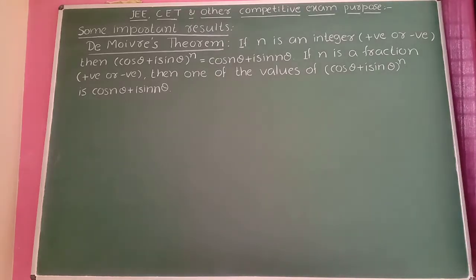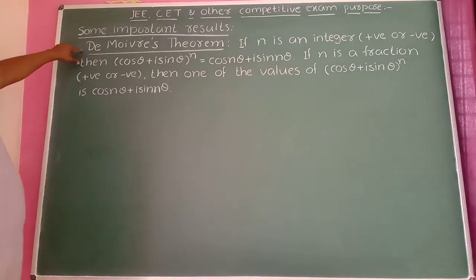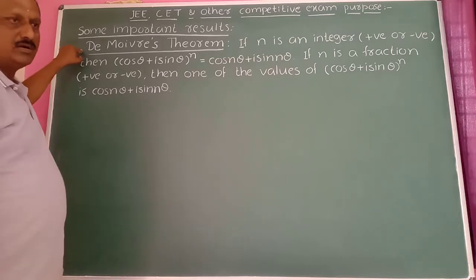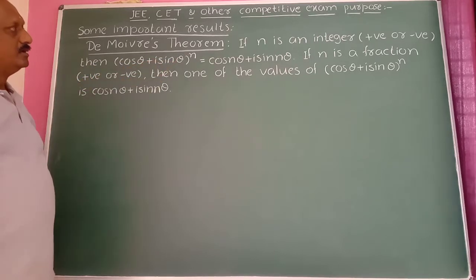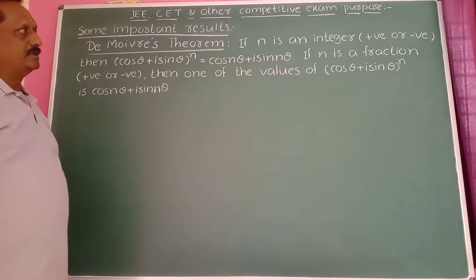So there is an important theorem in complex numbers. It is called de Moivre's theorem. If n is an integer, positive or negative, then (cos theta plus i sin theta) raised to n is equal to cos n theta plus i sin n theta.